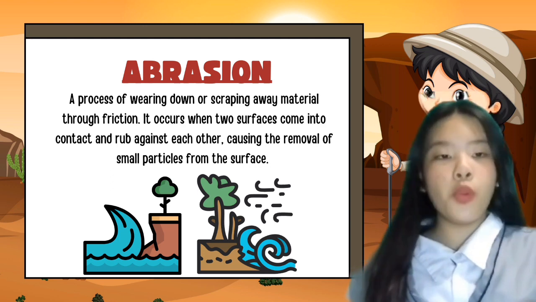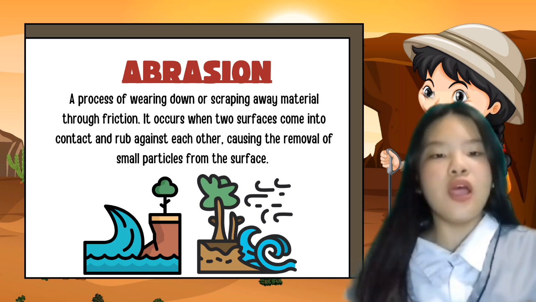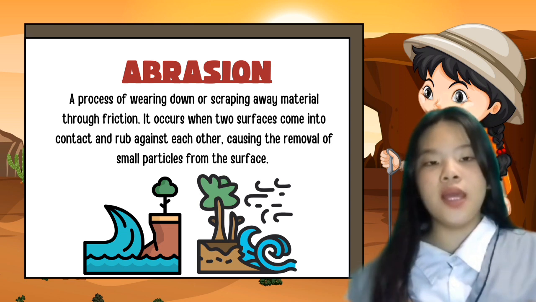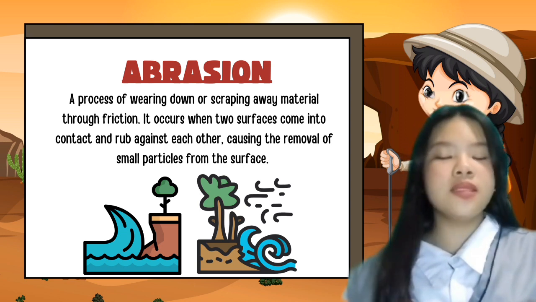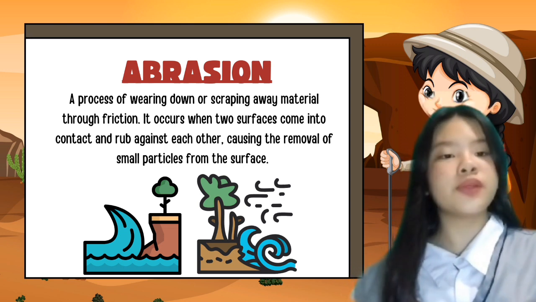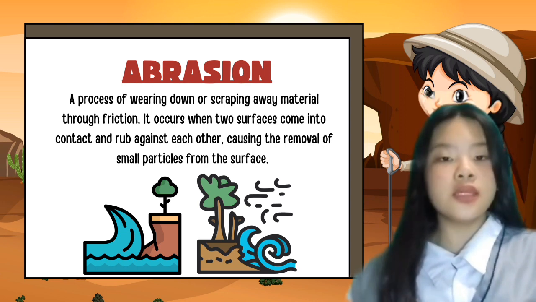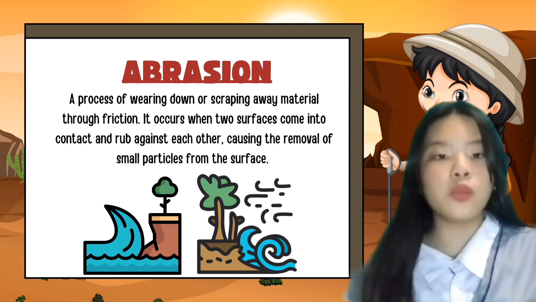Abrasion is a process of wearing down or scraping away material through friction. It occurs when two surfaces come into contact and rub against each other, causing the removal of small particles from the surface. Abrasion can also occur in natural environments such as the erosion of rocks by wind or water.